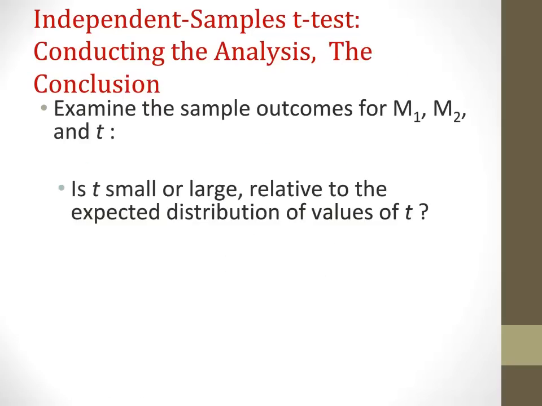Now we've come to the point that we can make a decision about the null hypothesis, now that we have the critical t-value and we've computed a t-value for our study. Really, the question we want to ask here is, is the t-value small or large relative to the expected distribution value of t? Let's talk a little bit about this. In fact, we're going to talk about it a little bit over the next few slides.